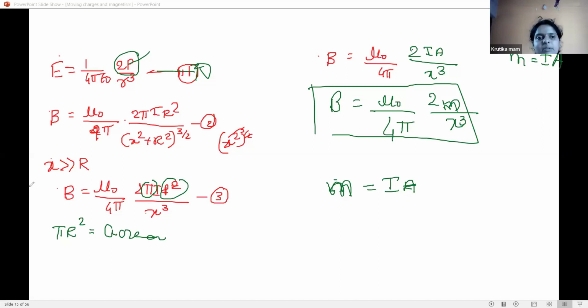Yes students, is it clear? The first equation we have written only for comparison. The second equation is the magnetic field due to a circular loop, which we derived using the Biot-Savart law. Same expression we write as equation 2. In equation 2 we follow 2 steps. One, when x is much greater than r, we can neglect r in the denominator, and what remains is only x cube. Second, in the numerator we have pi r square, which we substitute as area. That gives you equation 3.